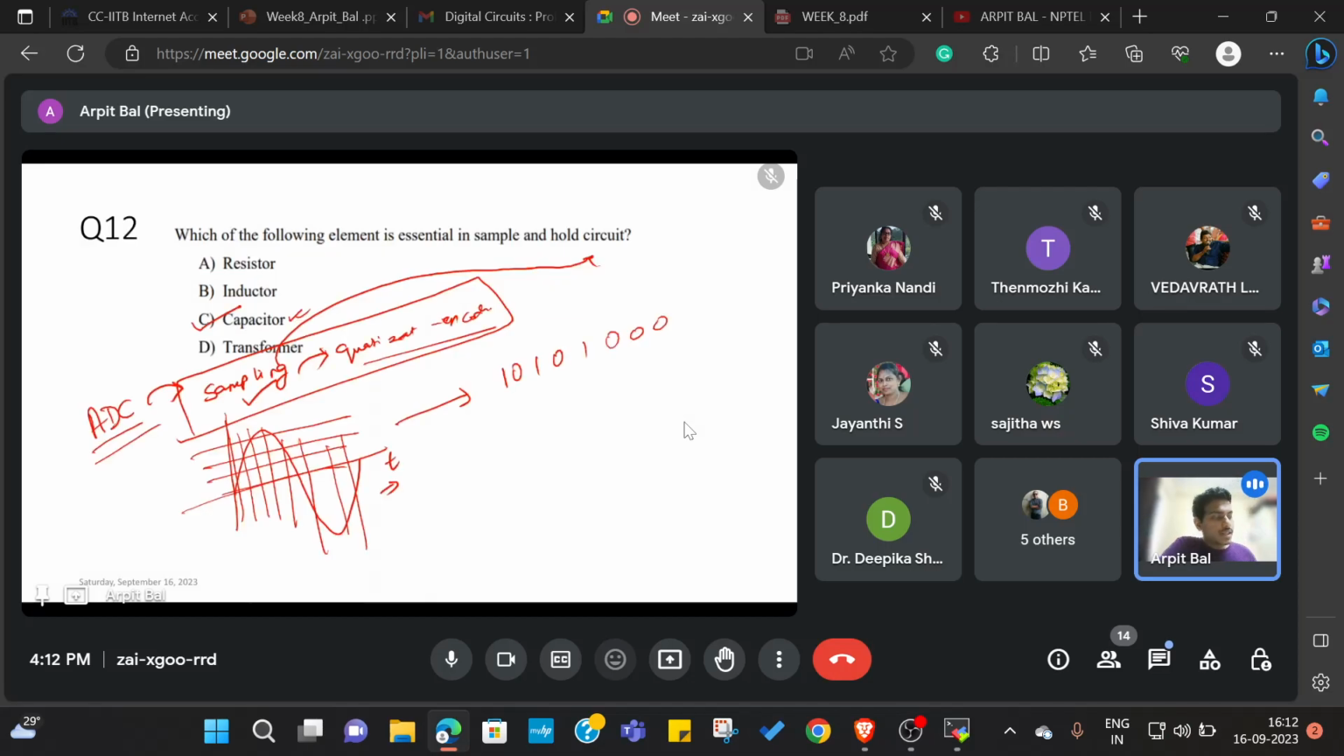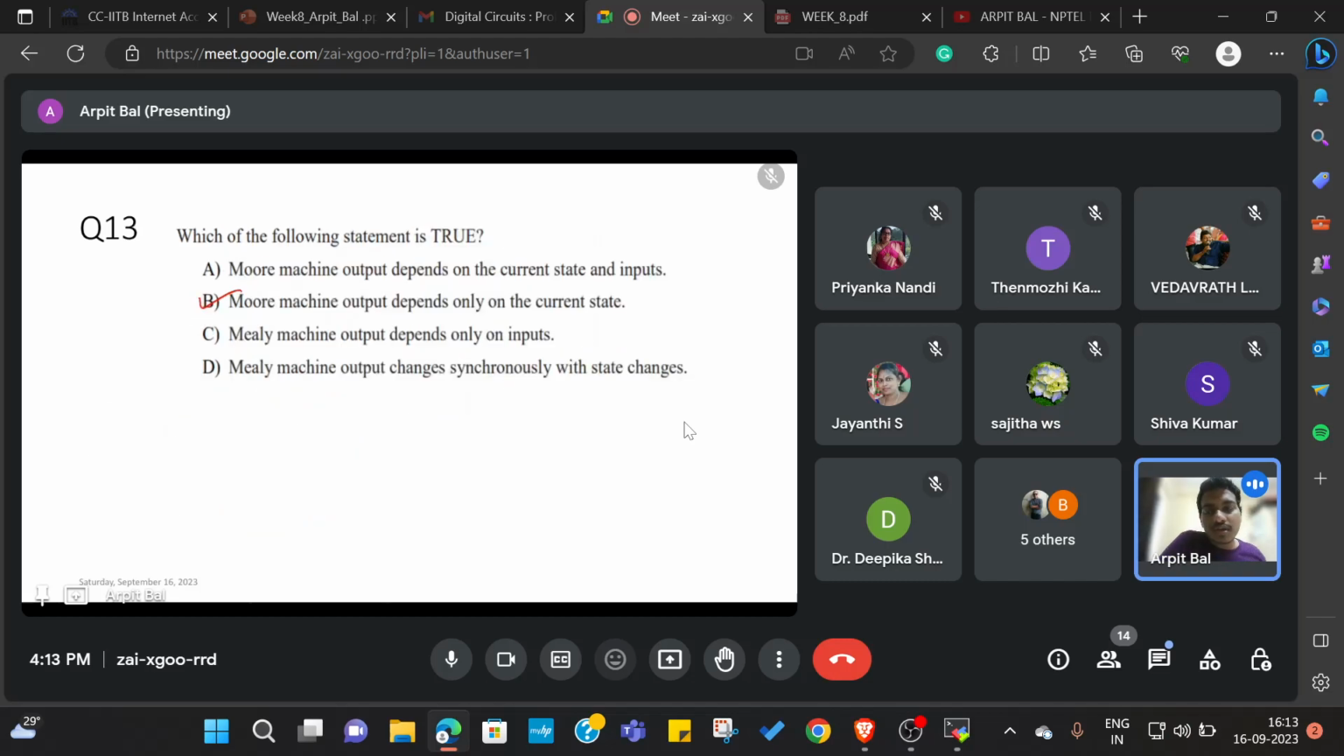Next was related to ADC, the sample and hold circuit used in an ADC, and obviously the capacitor is one of the most essential elements, not only in an ADC but in any low power design. So we hardly ever use an inductor. It is always a capacitor, because the area occupied by an inductor is going to be very high.